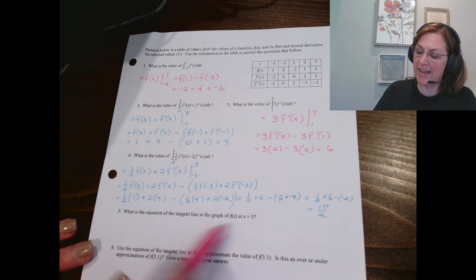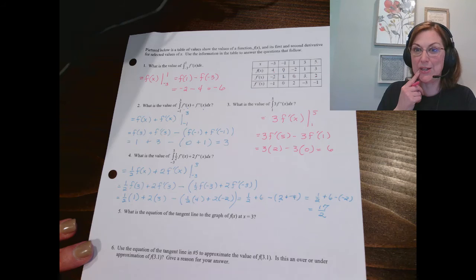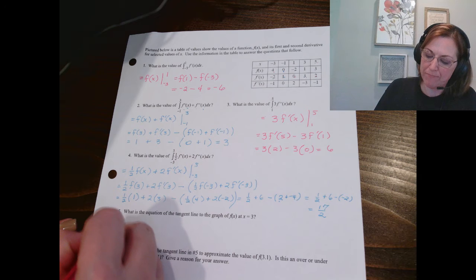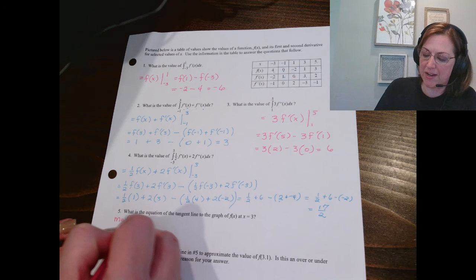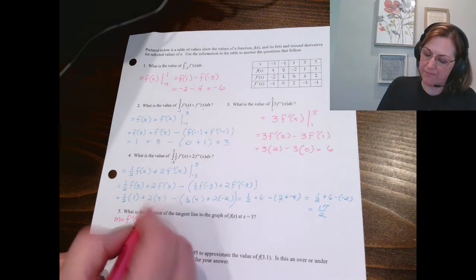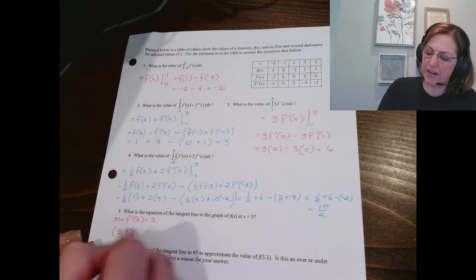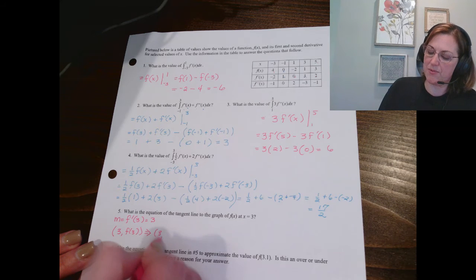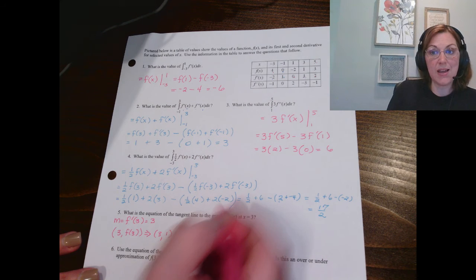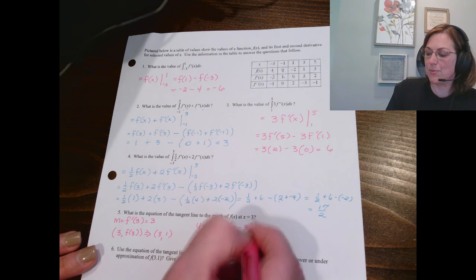What is the equation of the tangent line of f at x equals 3? Oh, this is a good throwback. This doesn't have anything to do with antiderivatives. So we need a slope and a point. We get the slope from f prime of 3. F prime of 3 from our chart is 3. My point is at 3, f of 3, which is 1. So now you've got your point and your slope. You can write your tangent line. Y minus 1 equals 3 times x minus 3.